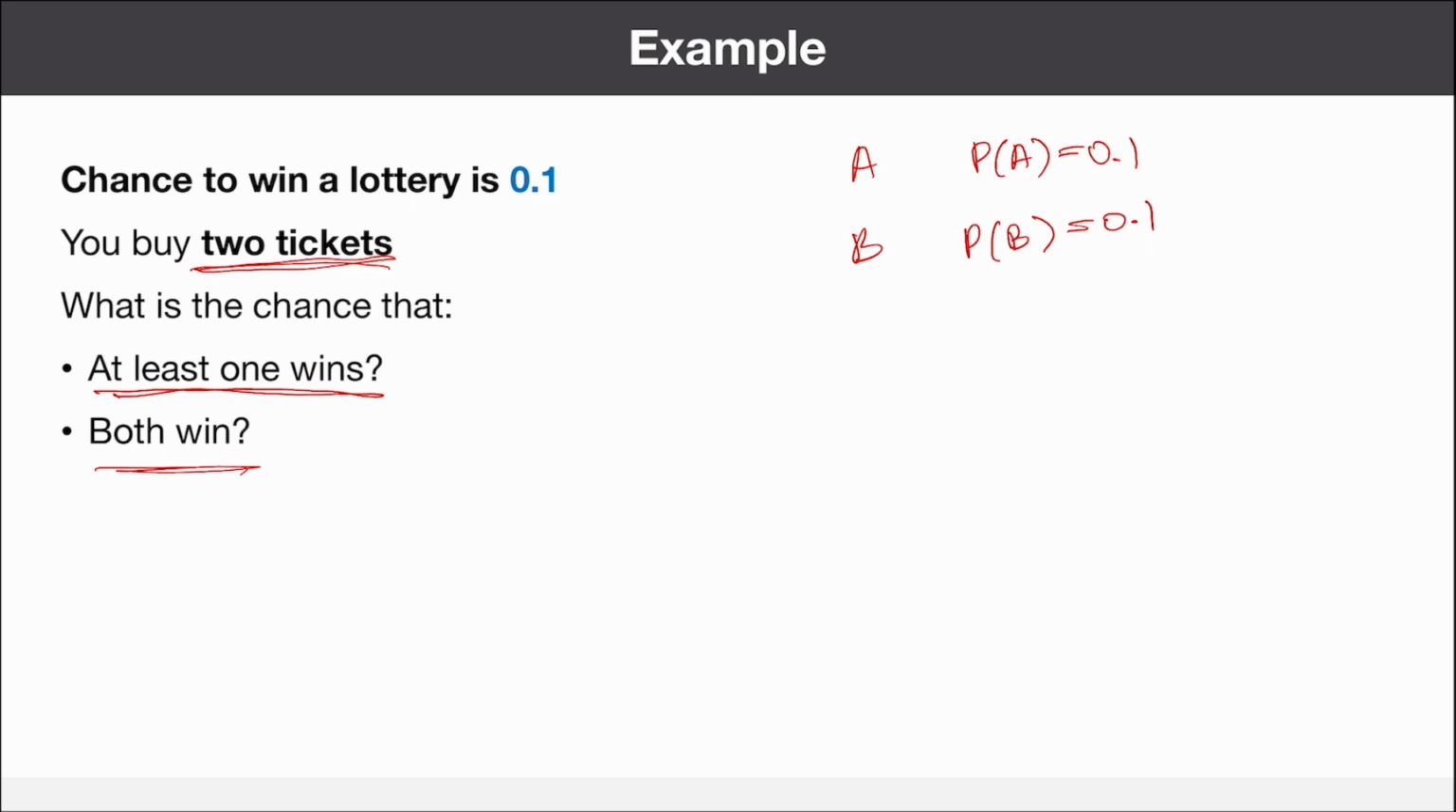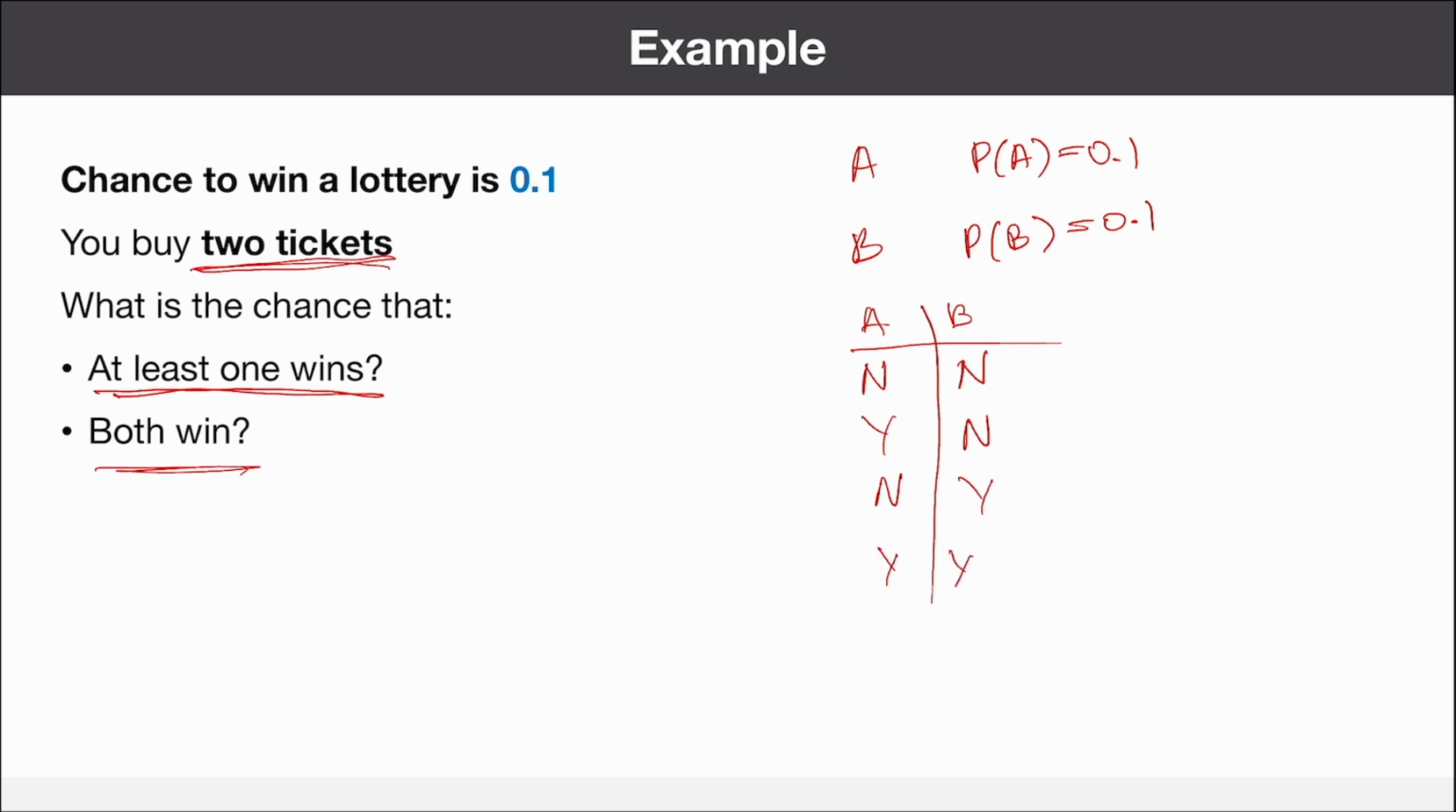Now let's think about what outcomes you may have. You may have that none of these wins. So this is A, this is B: no, no. Or you can have A wins and B doesn't. Then A doesn't win, but B wins. And then you can have also both win, right?